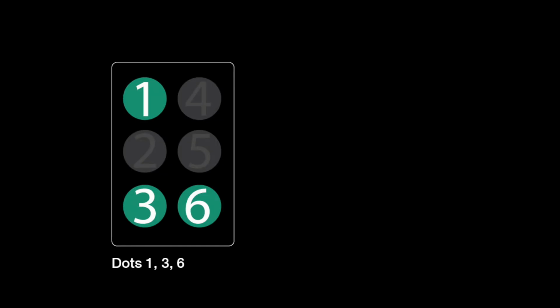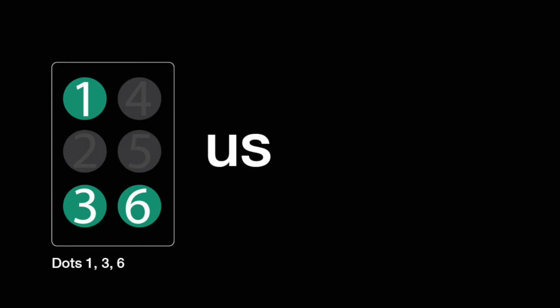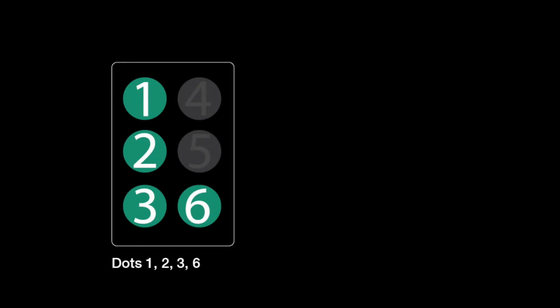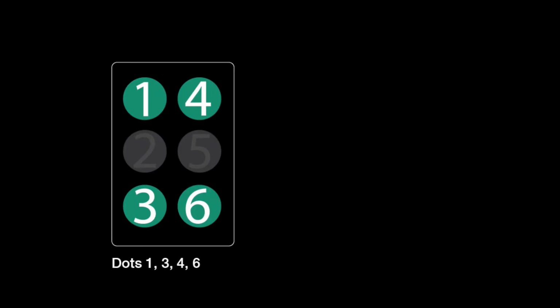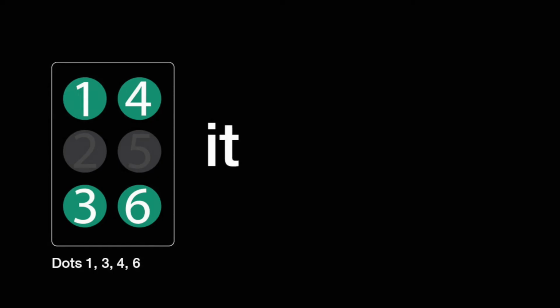Dots 1, 3, and 6. U is us, dots 1, 3, and 6. Dots 1, 2, 3, and 6. V is very, dots 1, 2, 3, and 6. Dots 2, 4, 5, and 6. W is will, dots 2, 4, 5, and 6. Dots 1, 3, 4, and 6. X is it, dots 1, 3, 4, and 6.